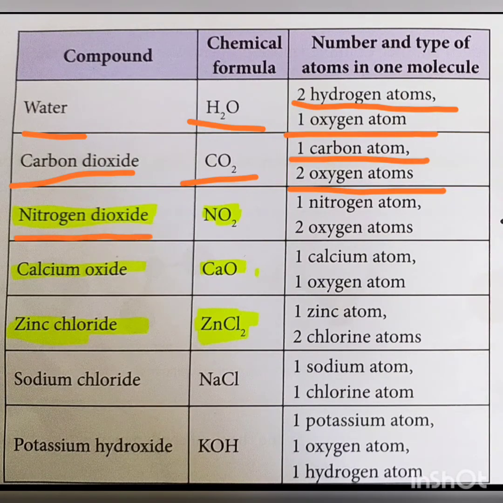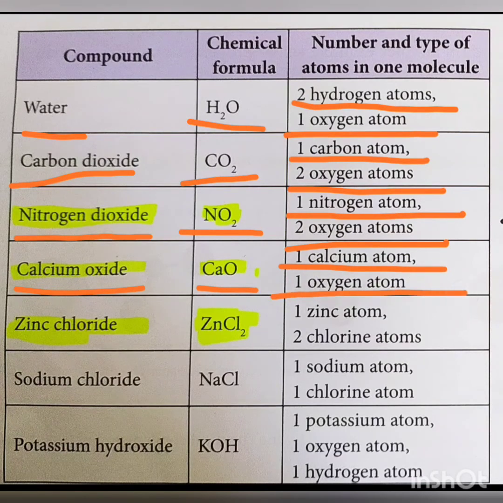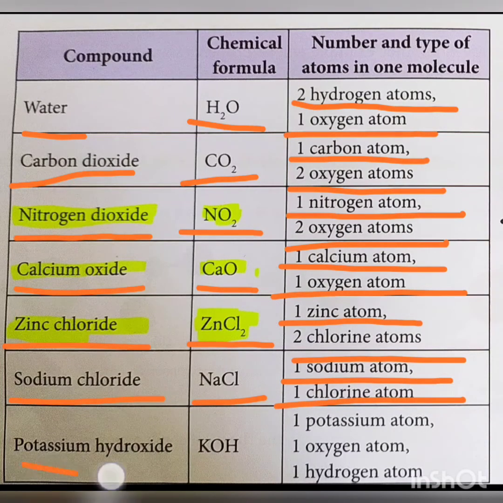Nitrogen dioxide, NO2, one nitrogen atom and two oxygen atoms. Calcium oxide, CaO, one calcium atom and one oxygen atom. Zinc chloride, ZnCl2, one zinc atom and two chlorine atoms. Sodium chloride, NaCl, one sodium atom, one chlorine atom. Potassium hydroxide, KOH, one potassium atom, one oxygen atom and one hydrogen atom.